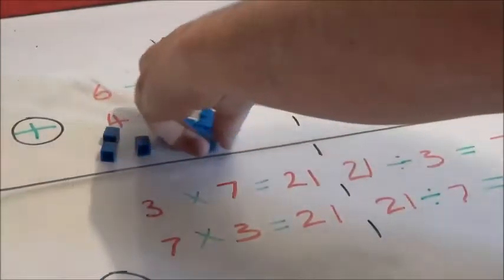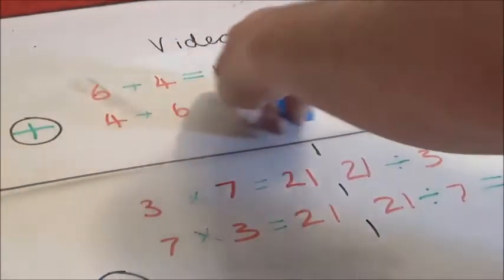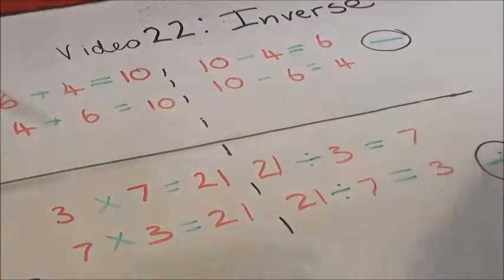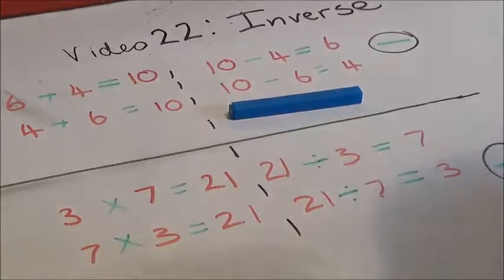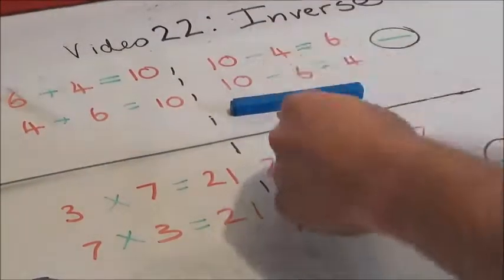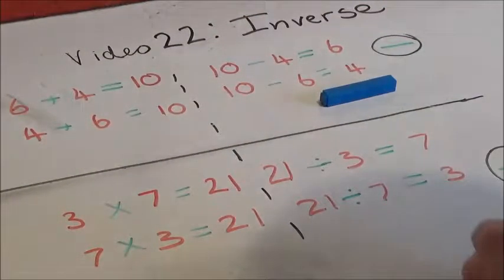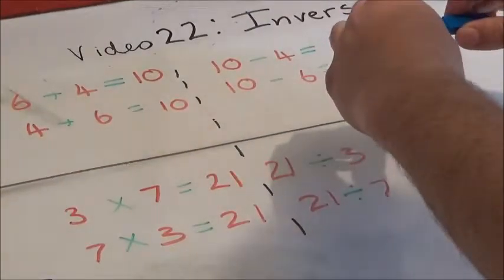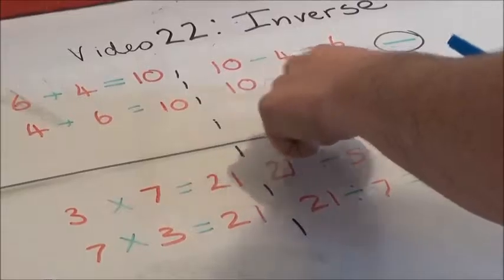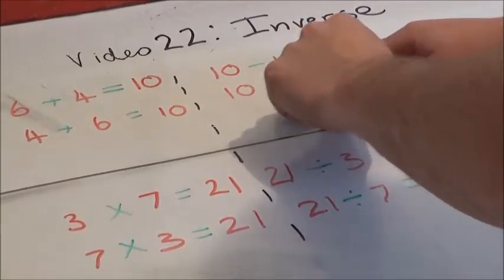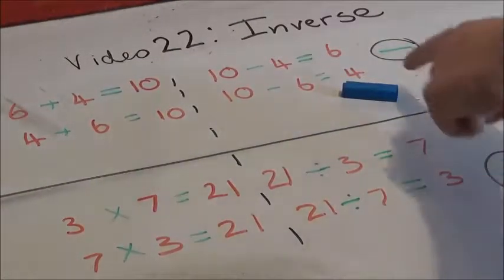So here I have my 10 cubes, which really I should turn into a stick. Here we go, there's my 10. And then I'm going to take 4 away. 1, 2, 3, 4. And I'm left with 6. Or, similarly, if I'm starting with my 10 and I'm counting 6 off, 1, 2, 3, 4, 5, 6, breaking that away, I'm left with 4.